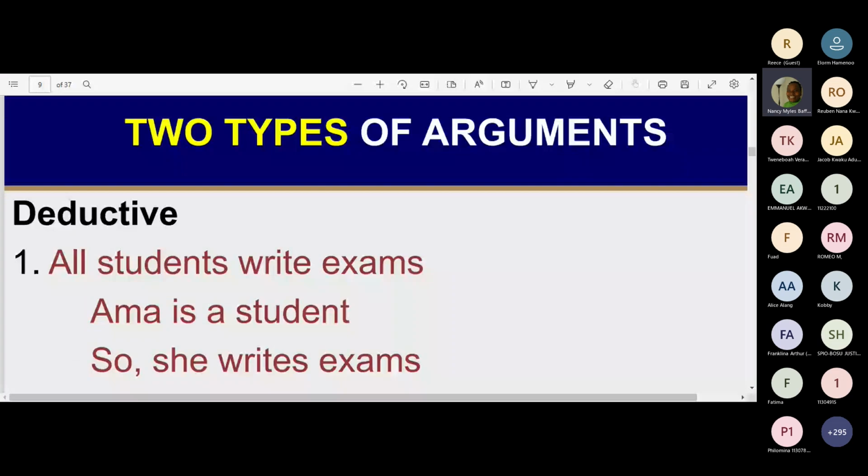Elon, please, you can continue for us. Ama is a student, so she writes exams. Very good. All students write exams. Ama is a student, so she writes exams. Suppose we assumed that these two premises were true. Here again, there are two premises leading to a conclusion. That's what syllogism means. It's simple.